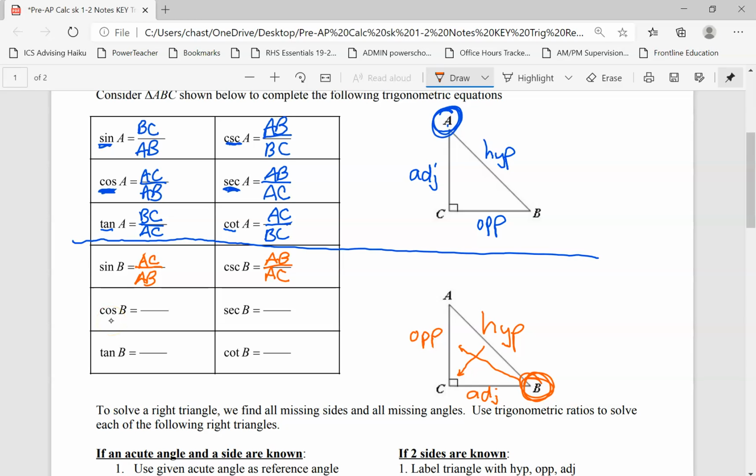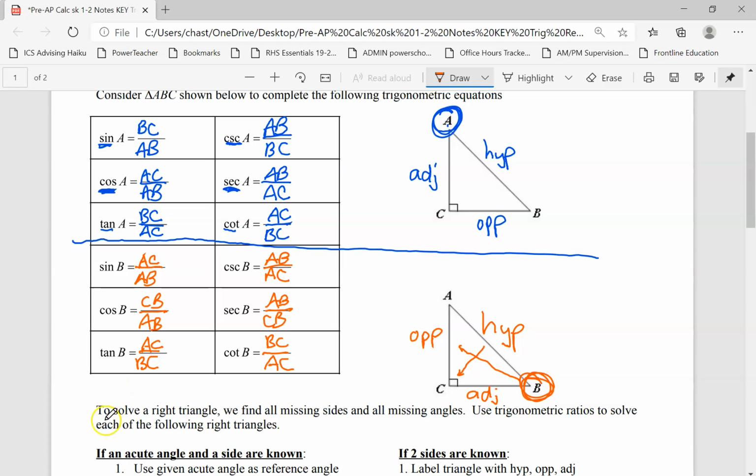Cosine, we know cosine, remember cosine is adjacent, so BC or CB, over the hypotenuse, which is AB. So that means the secant will be the reciprocal of that, so AB over CB. And for tangent, tangent is opposite over adjacent, so AC over BC. So that means the cotangent is just BC over AC. Okay, and so that is how we write these 6 trig ratios for a particular triangle.